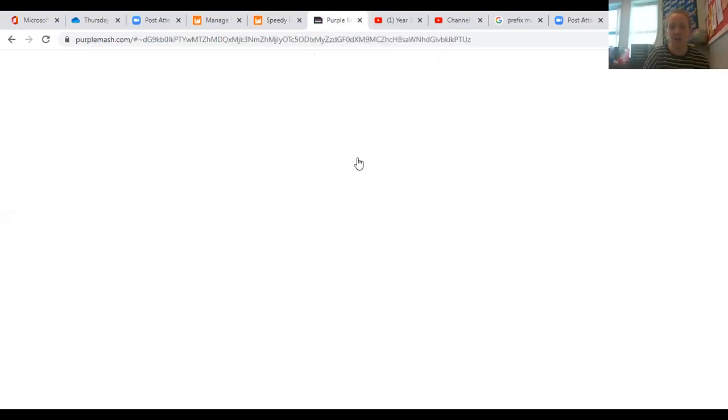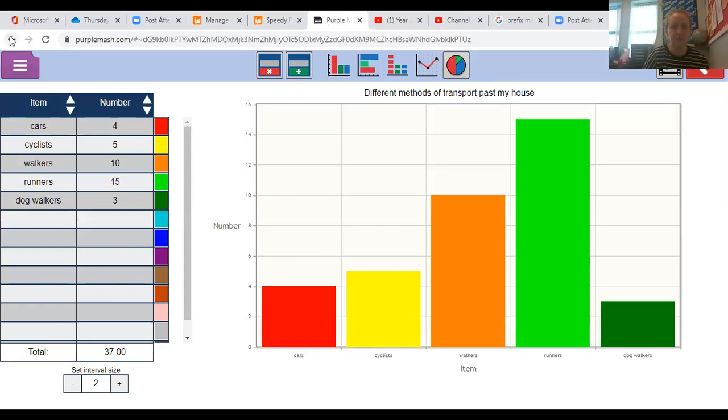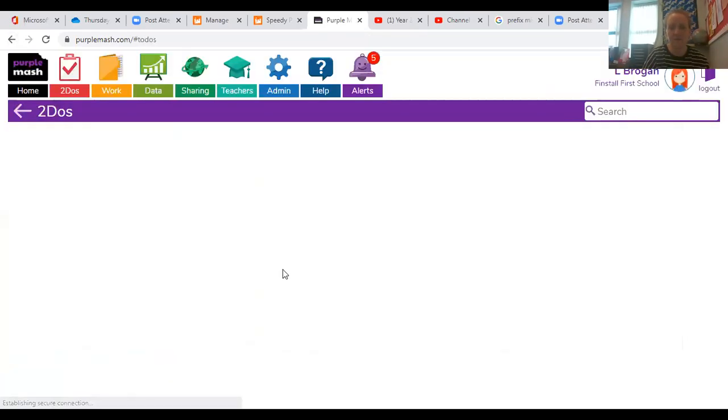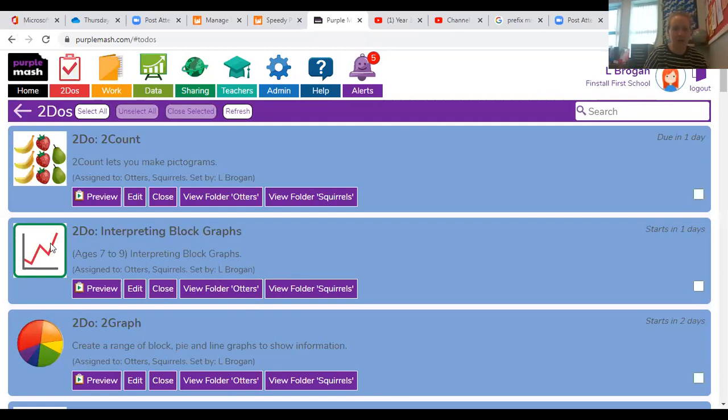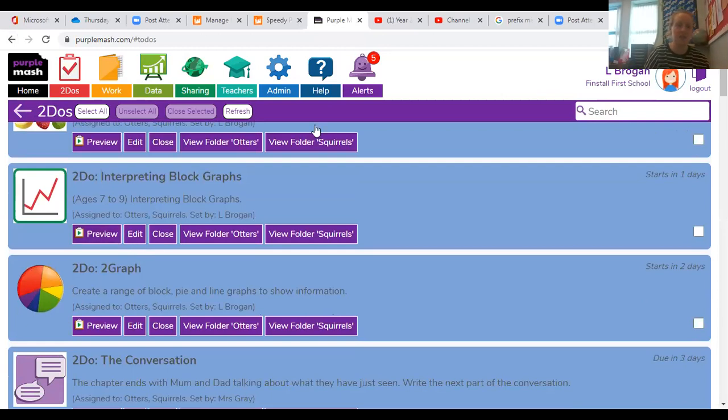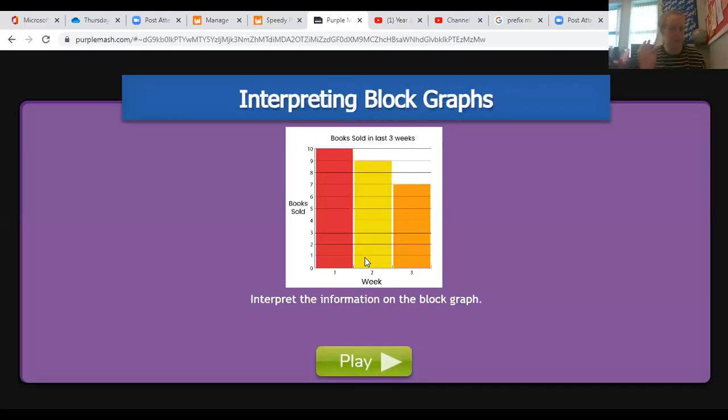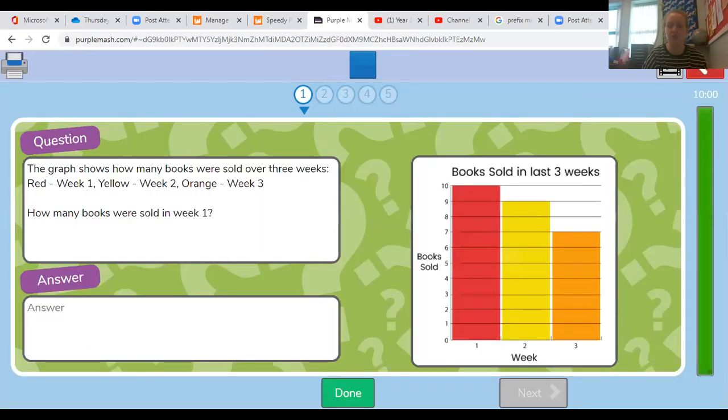We would then like you to go into Purple Mash. Let me come away from this. And you've got here a to-do, which will open up for you, ready for your lesson. So you log in, you find your to-dos, and it is another little quiz based on interpreting block graphs. And you press play, and then there'll be some questions for you to answer, and you answer in the box there, and we can see your scores as well on there. And we are trying to give you some feedback on Purple Mash as well as on Education City. So quite a lot for you to get on with today.